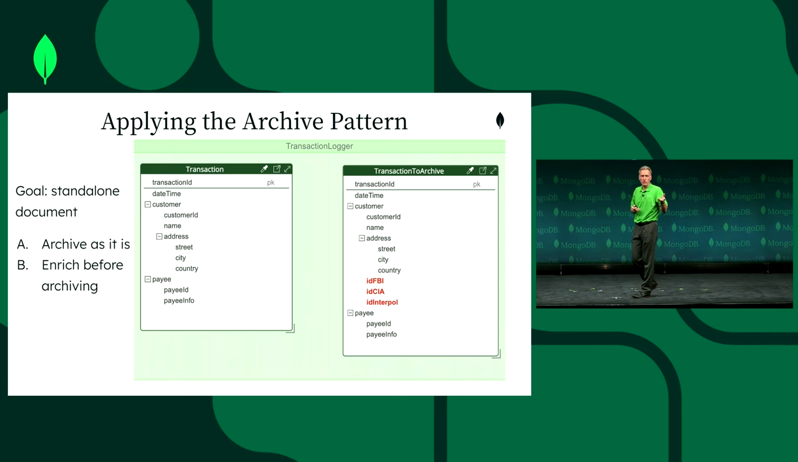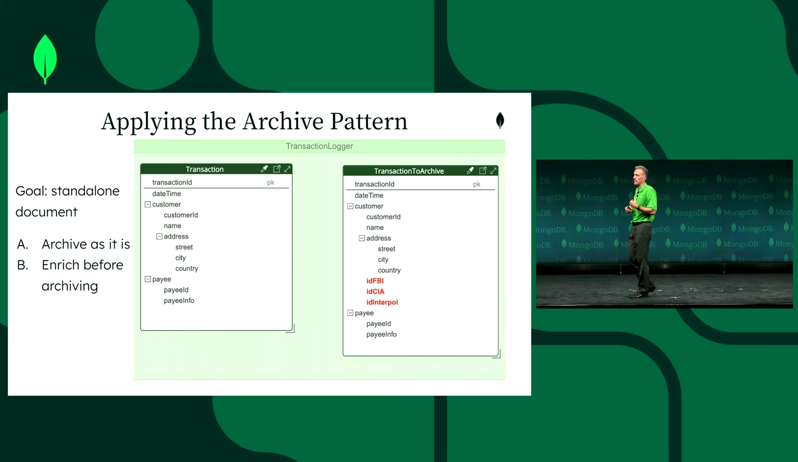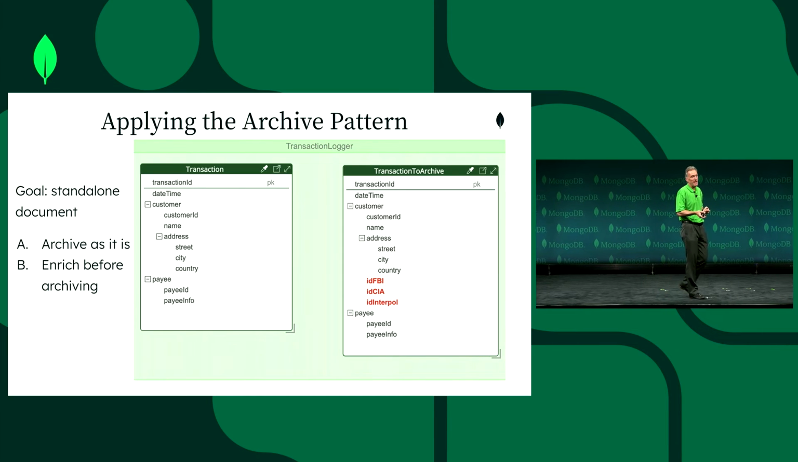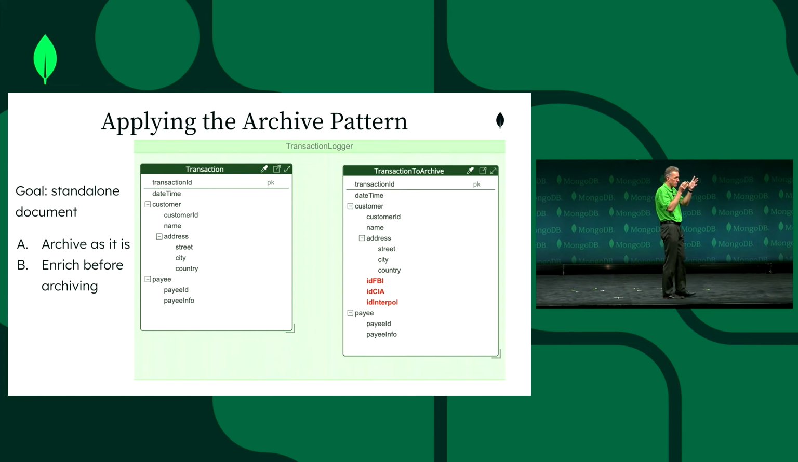So what we're going to do here, there are different ways you can do the archive. You can archive the document as is, because you've already prepared it to be ready for the archive. But right before archiving time, you may enhance it by adding fields, and then you'll move it somewhere else. For those of you who use MongoDB Atlas, there's something called Online Archive, and you can go to that functionality.